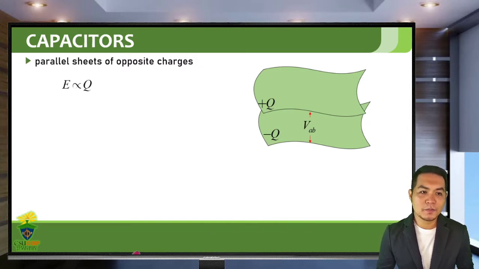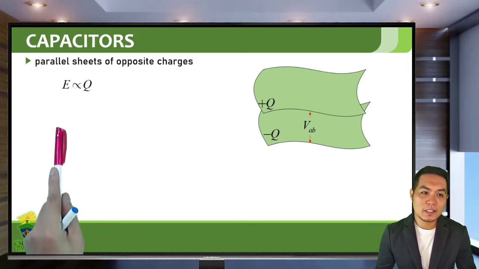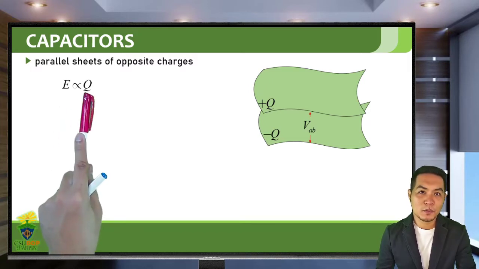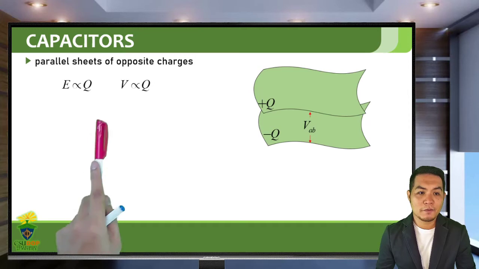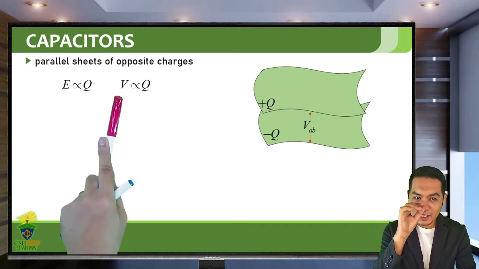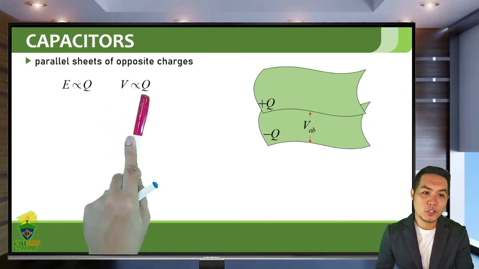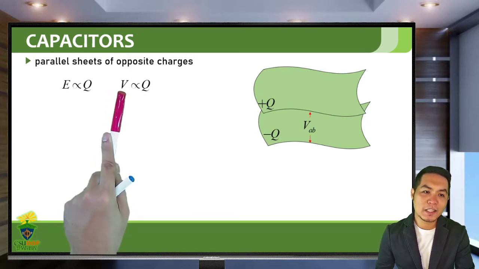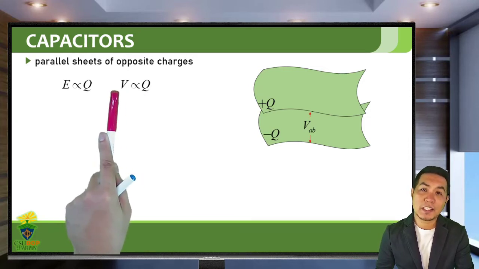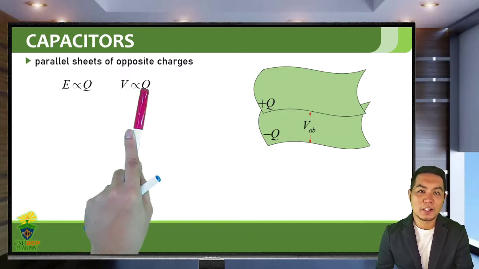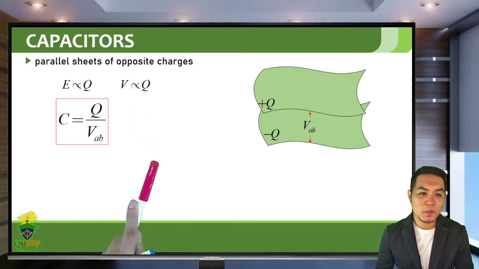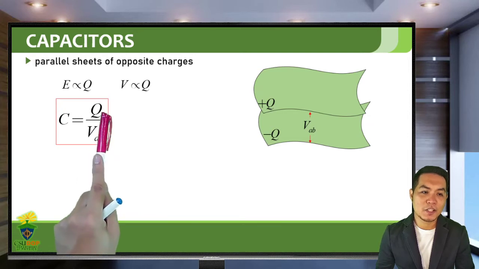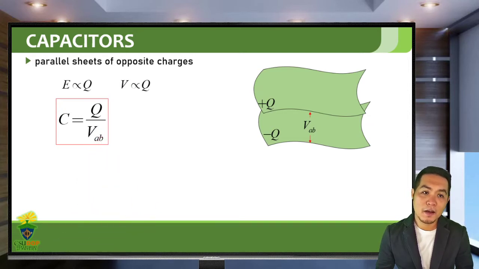We have learned from Coulomb's law that the electric field is proportional to charge, and that electric potential is also proportional to charge. The proportionality constant relating the potential difference and total charge Q is what we call the capacitance. So it relates Q and the potential difference VAB. Basically, this is the capacitance.